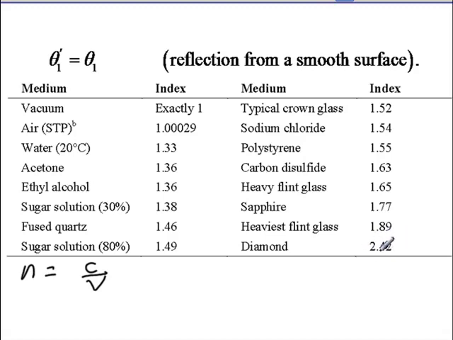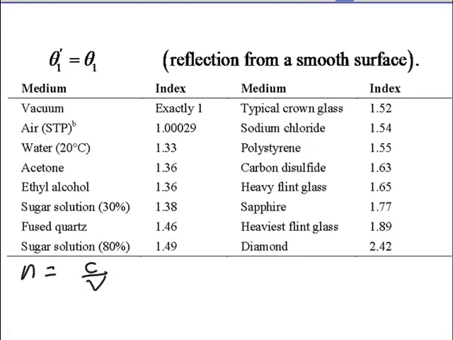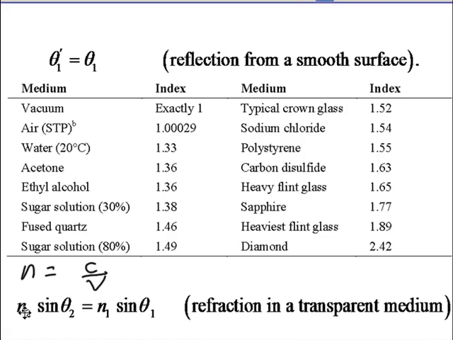And then the rule for describing the relationship between the angle of incidence and the angle of refraction is known as Snell's law, and it says that the index of refraction in the new medium times the sine of theta in the new medium equals the index of refraction in the old medium times the sine of theta in the old medium. n1 sine theta 1 equals n2 sine theta 2. And that, as I said, is known as Snell's law.